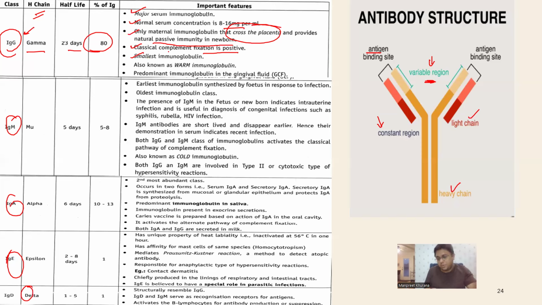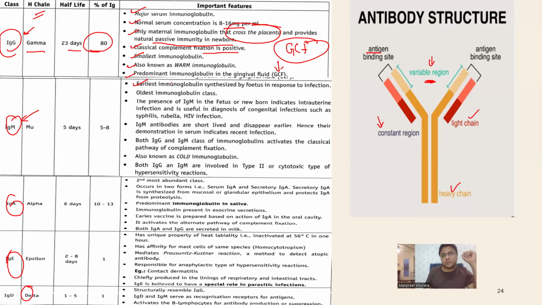It is the smallest immunoglobulin. So how you can learn is because it is the smallest, it can pass through the placenta, from the mother to the fetus. It is also known as warm immunoglobulin, and it is the predominant immunoglobulin in the gingival crevicular fluid. So there can be a question on which is the most prevalent in GCF, that is gingival crevicular fluid. It's the IgG.